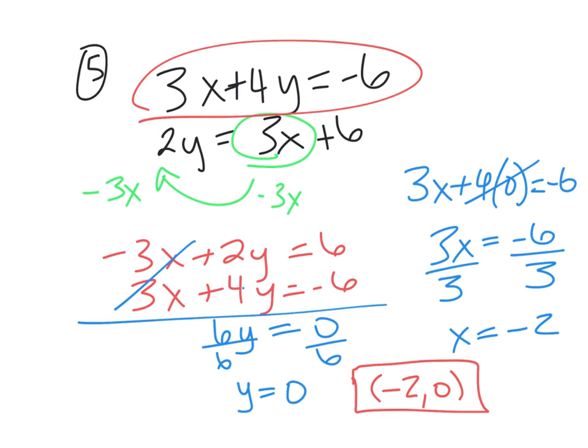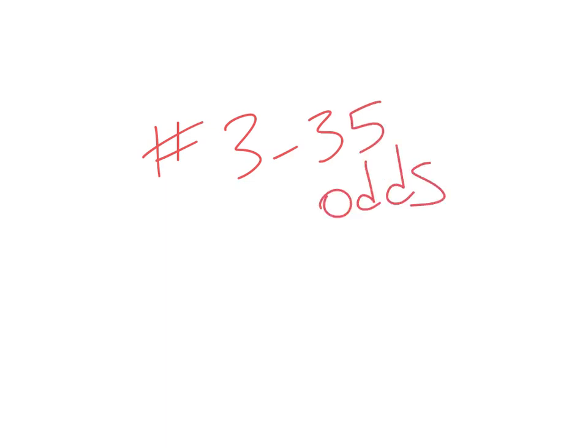Yep. Like algebra repeats and rebuilds. So you're getting the repeat and then we're going to build to it. All right, so doing numbers 3 through 35, but just the odds. This is lesson 6.3.